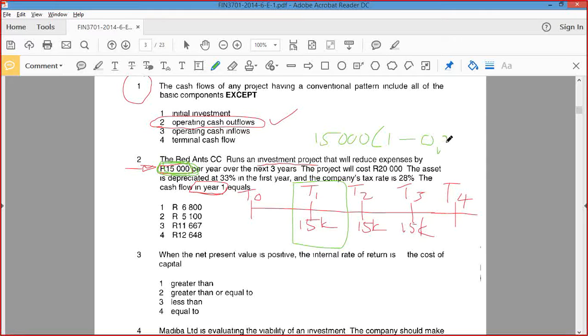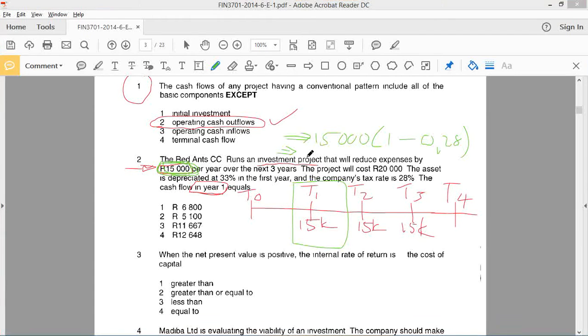You'd minus your depreciation. I think it's like 66666. What do you mean 66666? Well, because it says 33% in the first year, so the project will cost 20,000 rand. Yeah, the depreciation we can look at separately. This is obviously the cash flow in terms of the expenses. And then you're going to have a benefit of how much? Depreciation. Well, depreciation is what? 20,000?